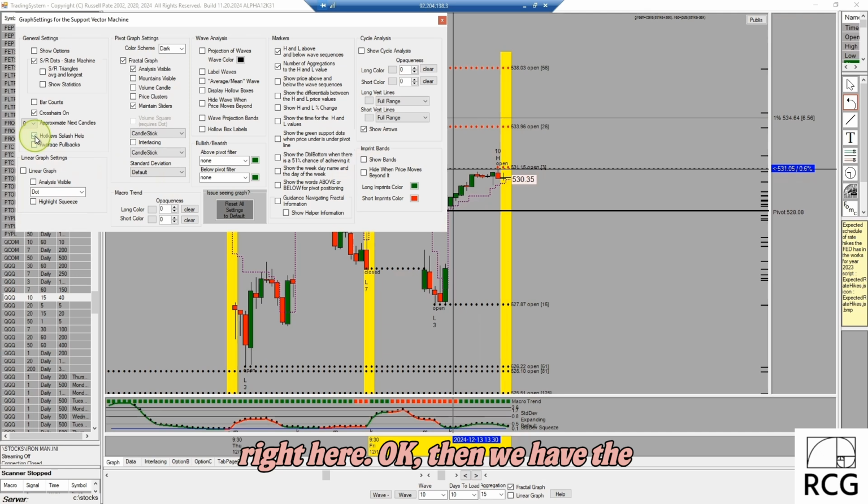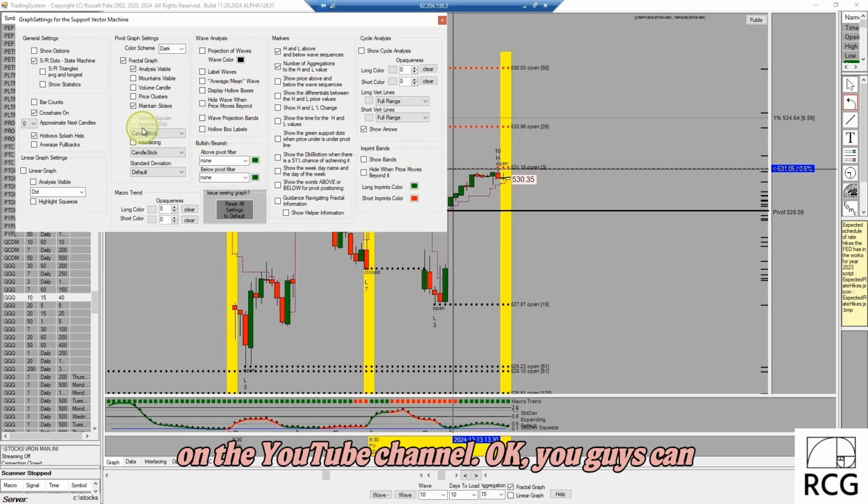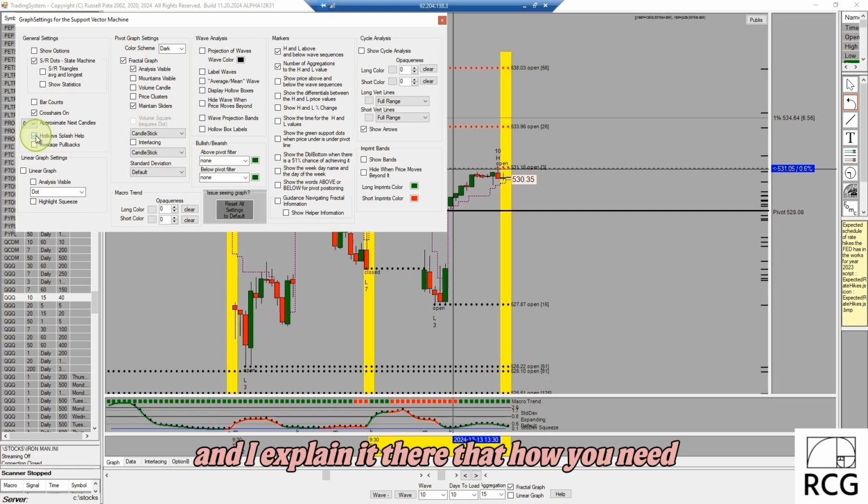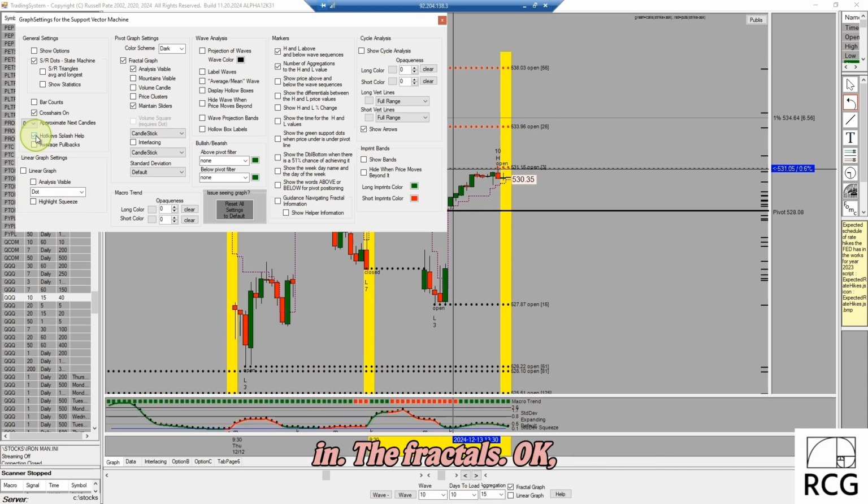Okay, then we have the hotkeys splash help. Basically, we already have this feature uploaded on the YouTube channel. Okay, you guys can go back and watch it. It's already given in a video that I posted months ago, and I explained there how you need to use the hotkeys feature in the fractals.